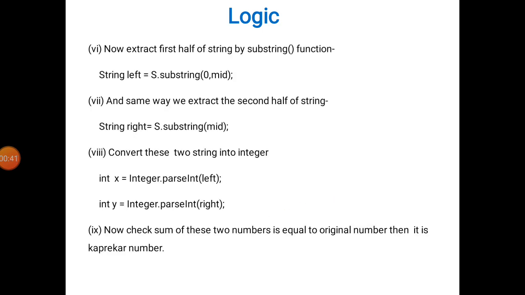Now we extract the first half of the string by the substring function. String left is equal to s.substring(0, mid). It first extracts the first half of the number, from 0 to mid. We pass the parameters 0 to mid, so it takes the string from position 0 to mid and stores it inside the left string.